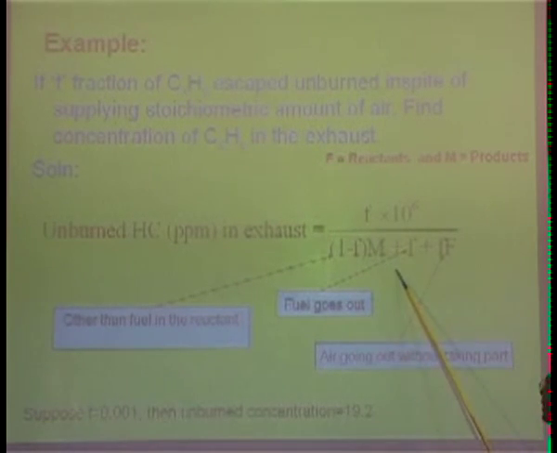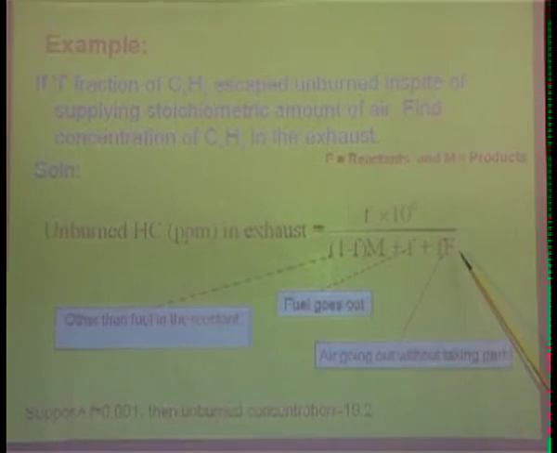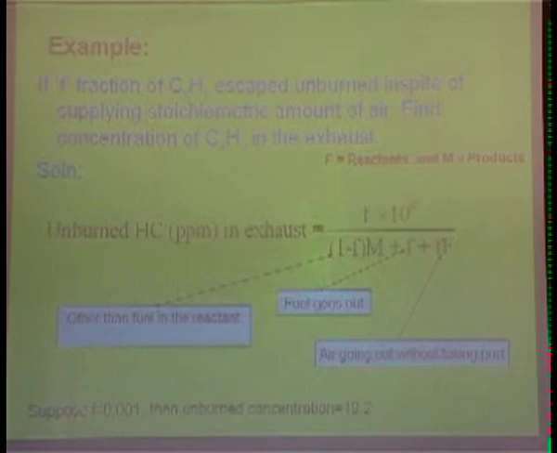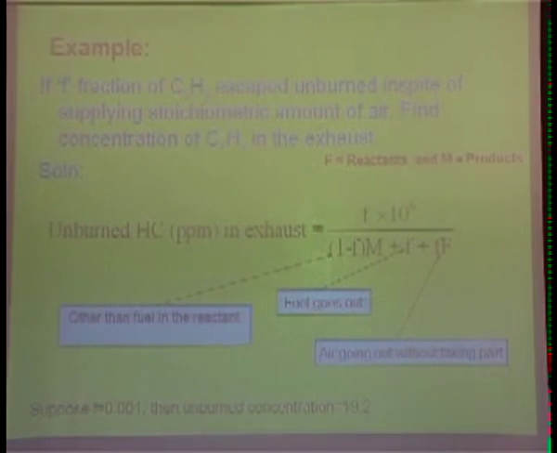Plus F, the quantity of the unburned fuel that went out, which is very, very small, of course, plus the air that did not react. We supplied the air, but it didn't react. So how much of the air that did not react will show up in the product? That is F times F. If F was 0 because combustion was complete, this term becomes 0. This is the air going out without taking part in the reaction; otherwise it would be taken care of in the M.